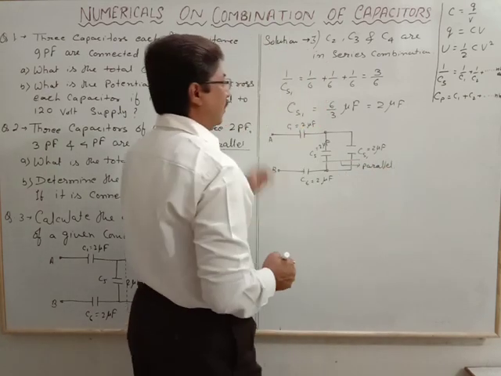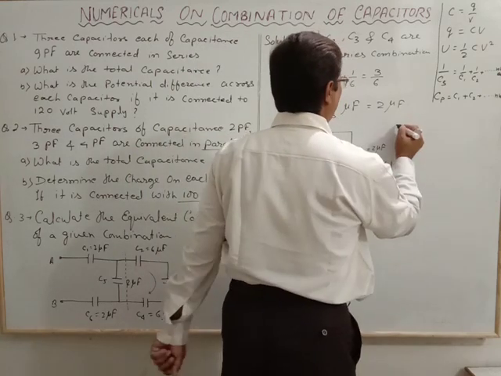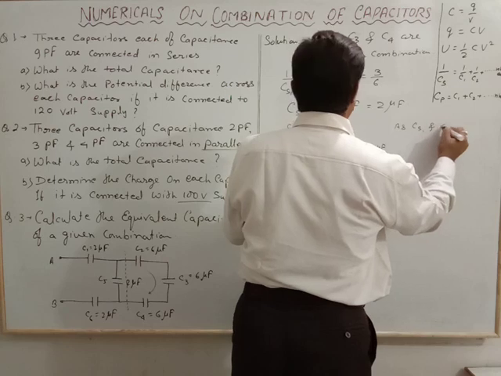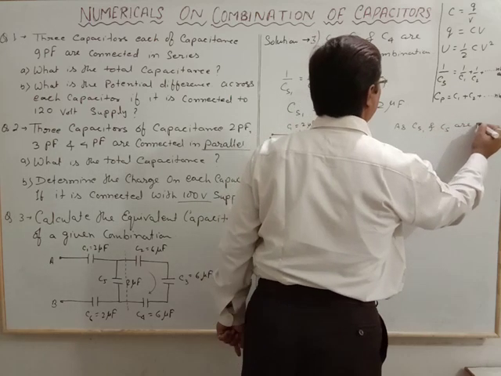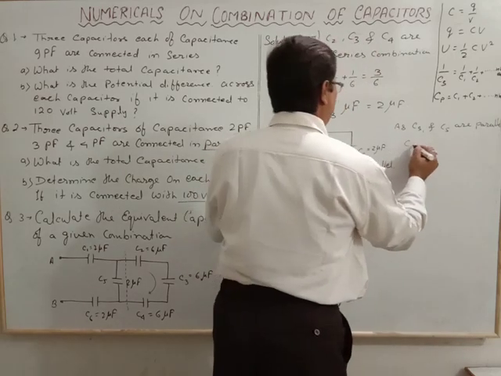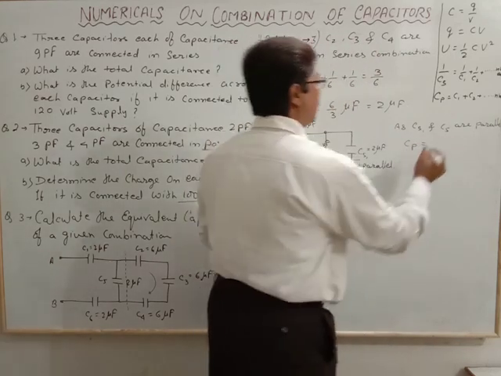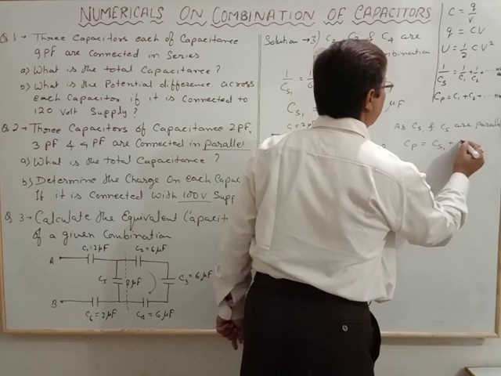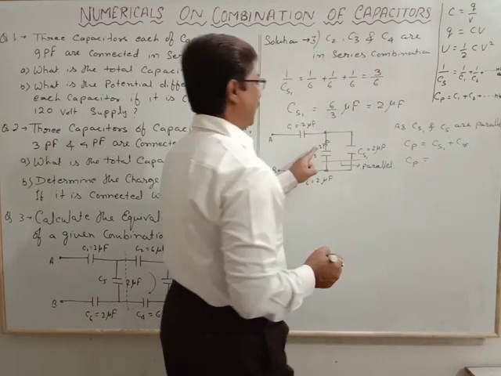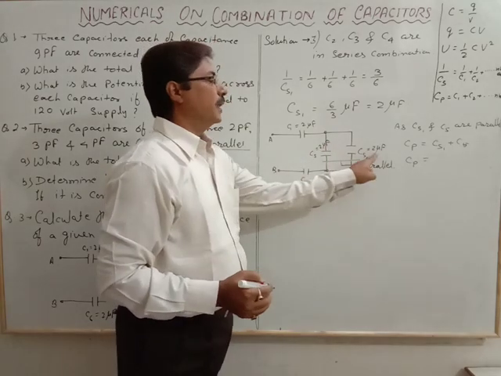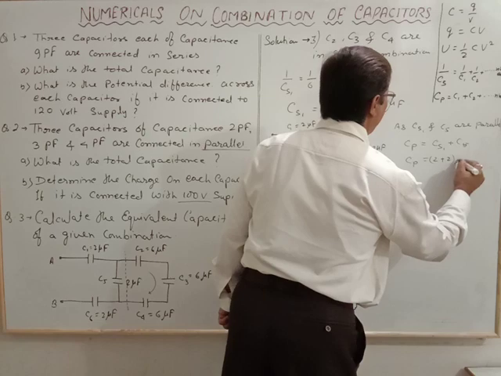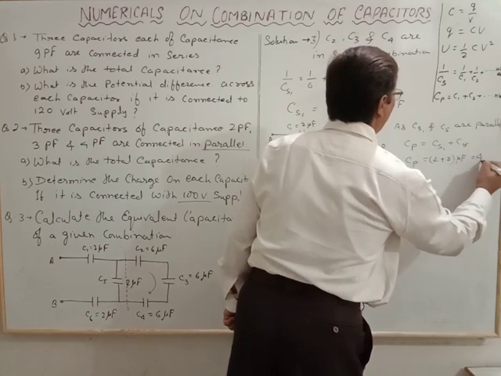Now for the parallel combination, CS1 and C5 are parallel, so CP is equal to CS1 plus C5. Here CP is equivalent to 2 microfarad plus 2 microfarad, that is equal to 4 microfarad.